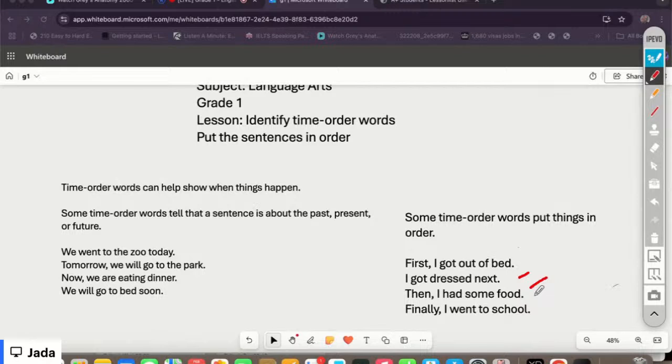Okay? So let's have some more examples for time order words. For example, we can have a short story. The story could be: first I put on my shoes, next I grab my backpack, then I walk to the bus stop, I get on the bus, and I go shopping. So you can see that this is an order in which something is happening.